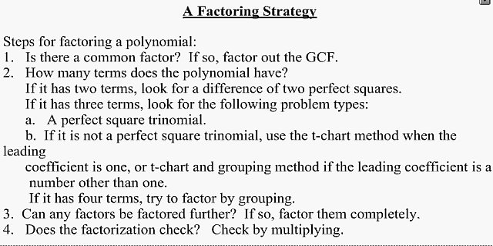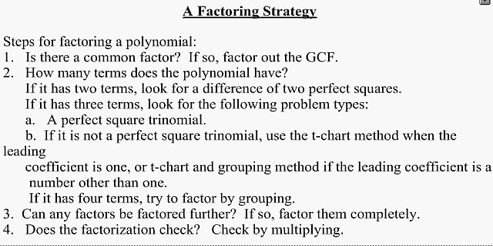The first question I'm going to ask, and this is on every factoring problem you're faced with, is: do I have a common factor? Is there a common factor to all of the terms of the polynomial, whatever size it is? And if there is, factor that out. That's the greatest common factor, or the GCF. If you have one, factor it out.